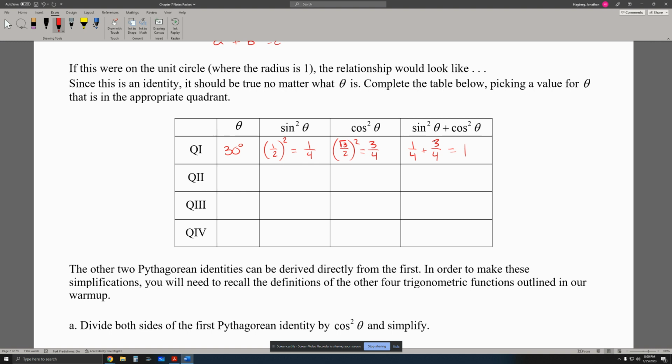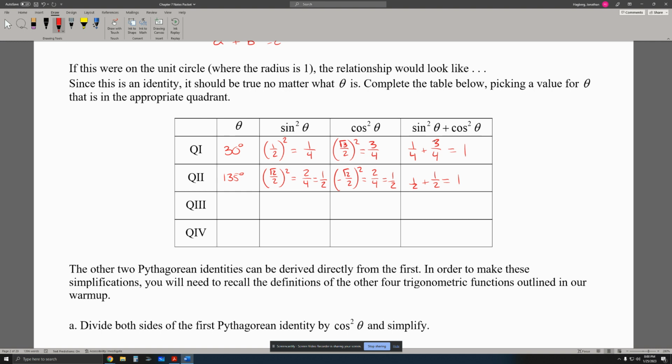Quadrant 2, let's try 135 degrees. The sine of 135 is equal to positive root 2 over 2. If we square that, we get 2 over 4, or 1/2. The cosine of 135 is negative root 2 over 2. And if we square that, we get the same, positive 2/4, or 1/2. So if we take the sum of those squares, we have 1/2 plus 1/2, we get 1. You may be starting to see a pattern.